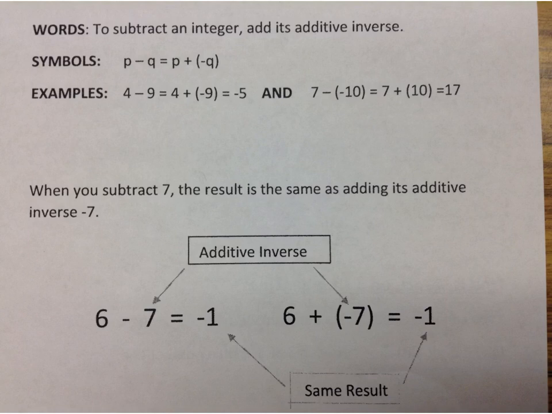Using numbers, 4 minus 9. If I use the additive inverse, I'm going to change the subtraction sign to an addition, and the inverse of positive 9 is negative 9. So 4 plus negative 9 equals negative 5. This can also be shown on a number line.